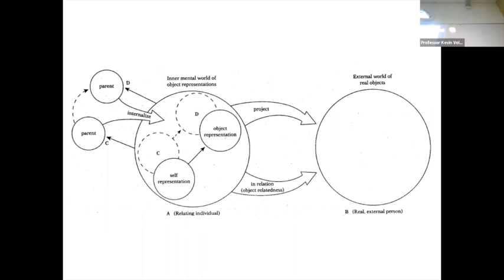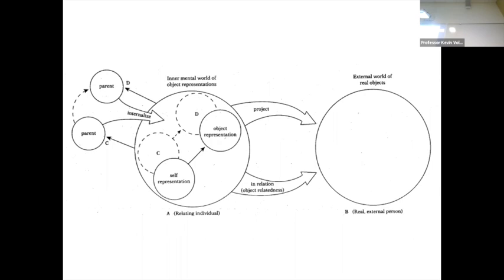Now, if something goes wrong here, like this object representation is all bad, the parents mostly aggressive, negative stuff, then this can be projected out onto the real world out here. That's why they get rid of it. So when you become an adult, this becomes a defensive mechanism.